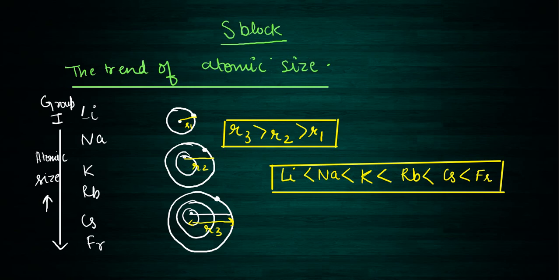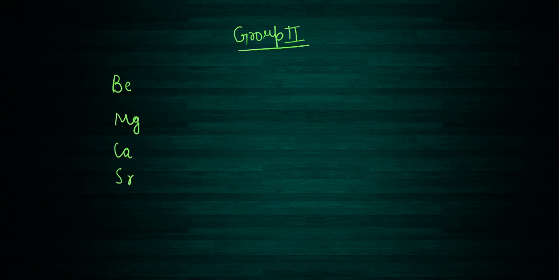This is what we studied in group 1. Now, if we have to take an example of group 2, we need to understand the group 2 elements. What are the group 2 elements? Beryllium, magnesium, calcium, strontium, barium and radium.